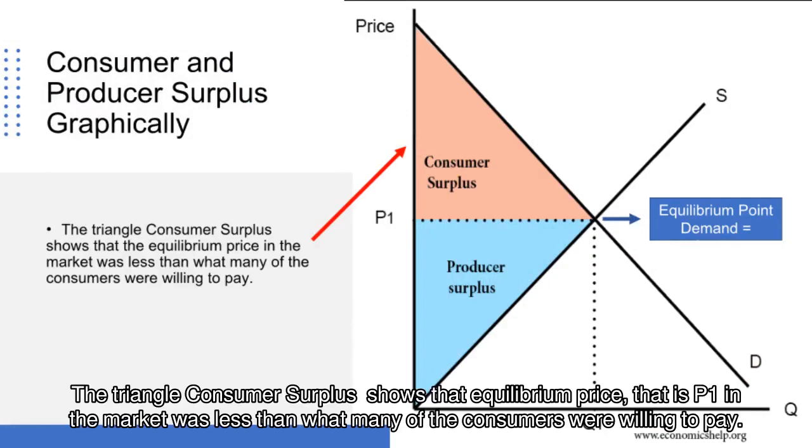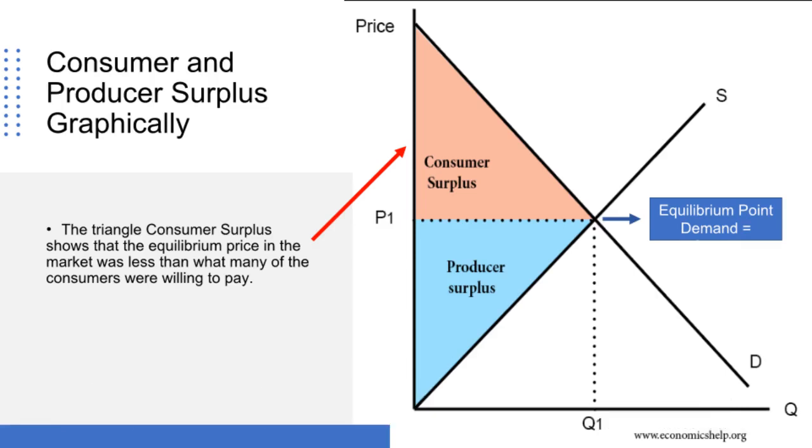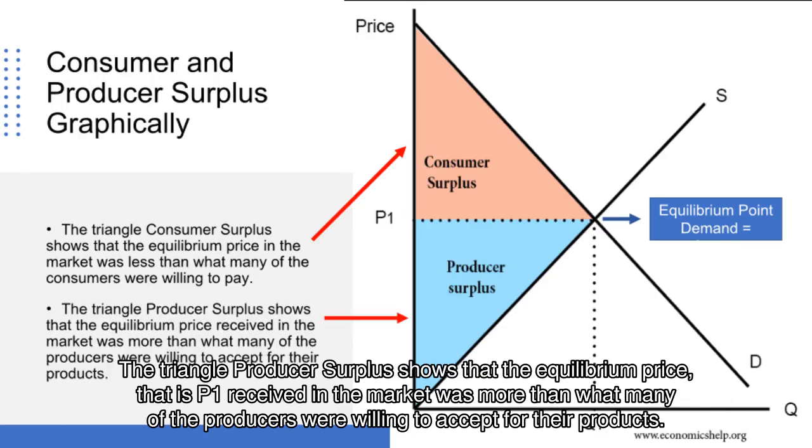The triangle consumer surplus shows that the equilibrium price, that is P1 in the market, was less than what many of the consumers were willing to pay. The triangle producer surplus shows that the equilibrium price, that is P1 received in the market, was more than what many of the producers were willing to accept for their products.